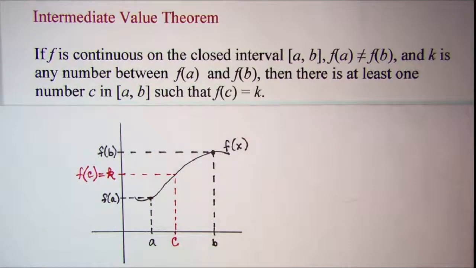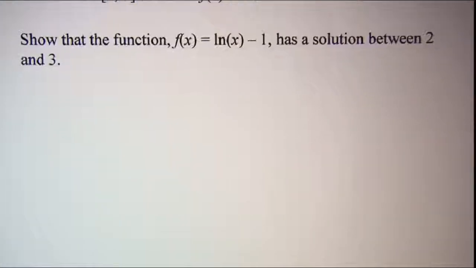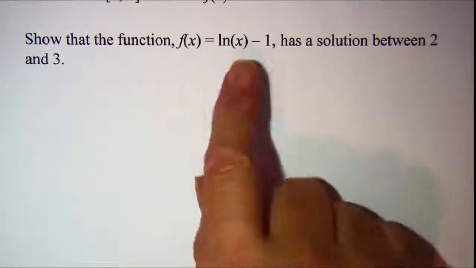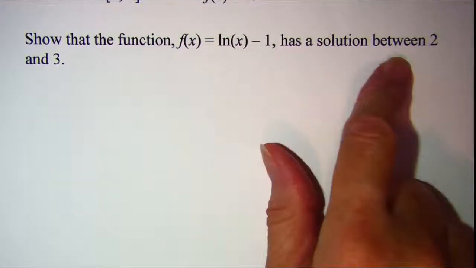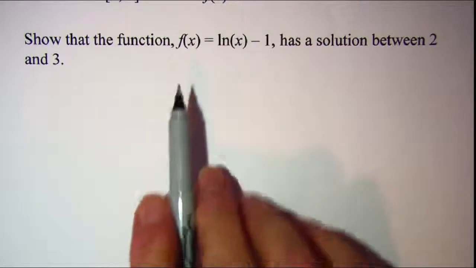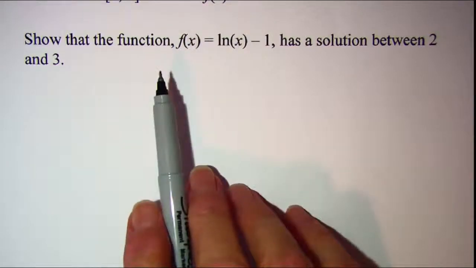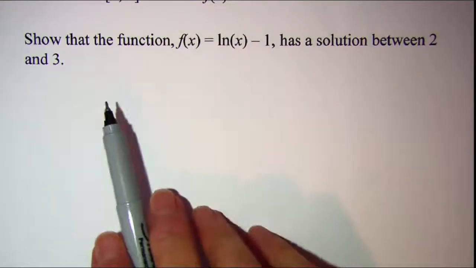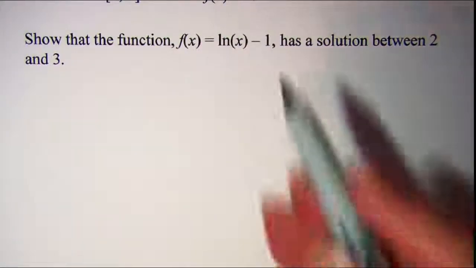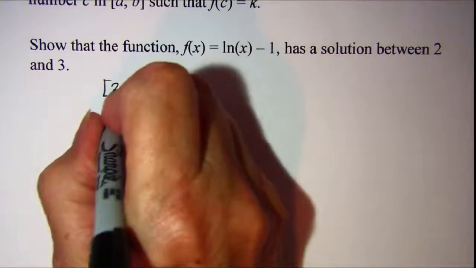Now let's use this theorem. First problem is show that the function f of x equals ln x minus 1 has a solution between 2 and 3. Now the problem is not asking for the solution. Obviously we could solve this function and find the solution, but this is basically asking us to prove that we have at least one solution between the numbers 2 and 3. So we'll use our intermediate value theorem. Our interval a, b is going to be 2, 3.